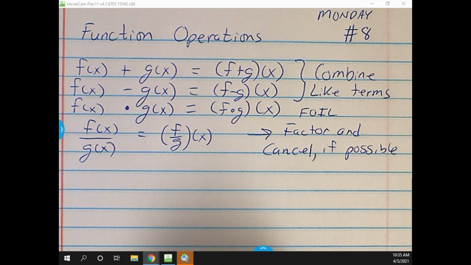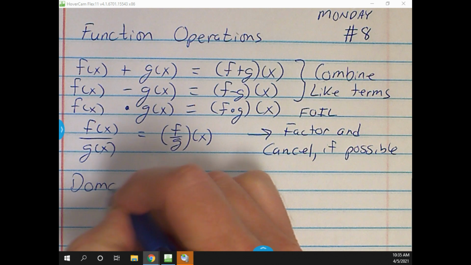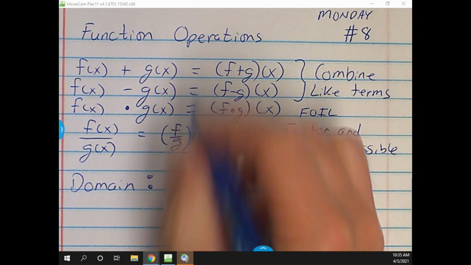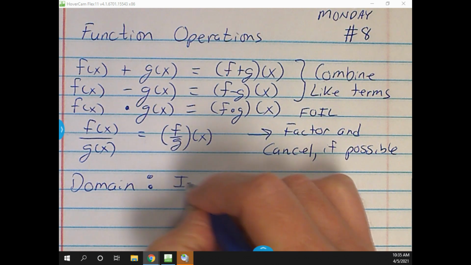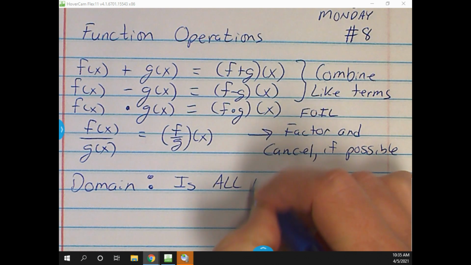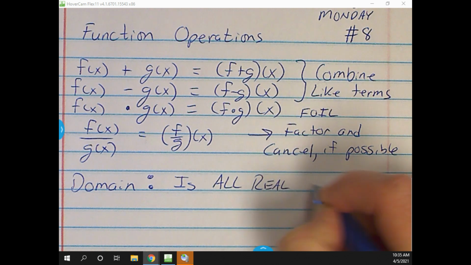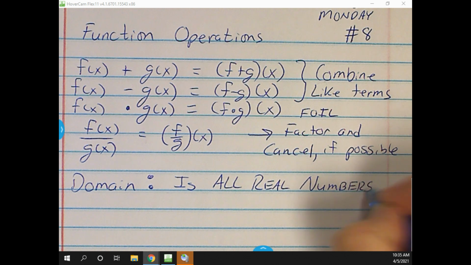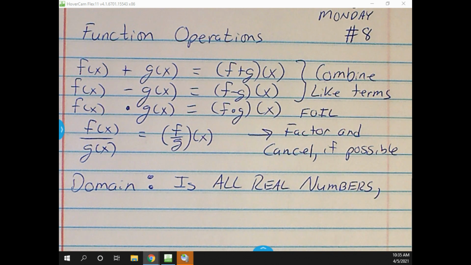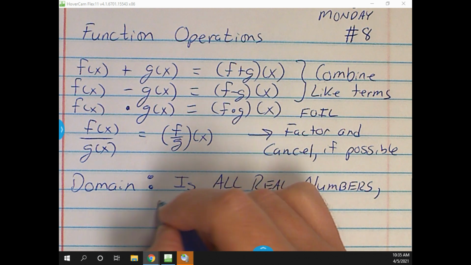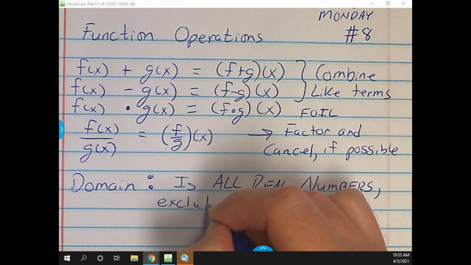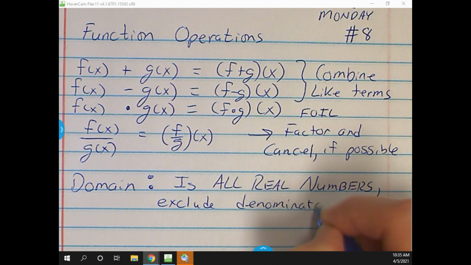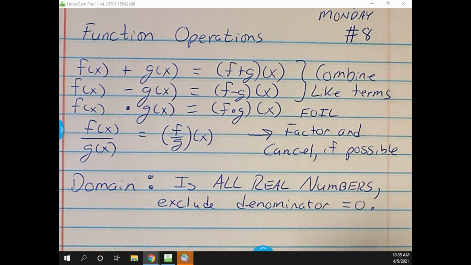The one other thing they're going to ask you to talk about is the domain. And basically is this. The domain for any of these functions that you have is going to be all real numbers. The one exception on this one is that you're going to exclude any denominator you have set equal to 0.